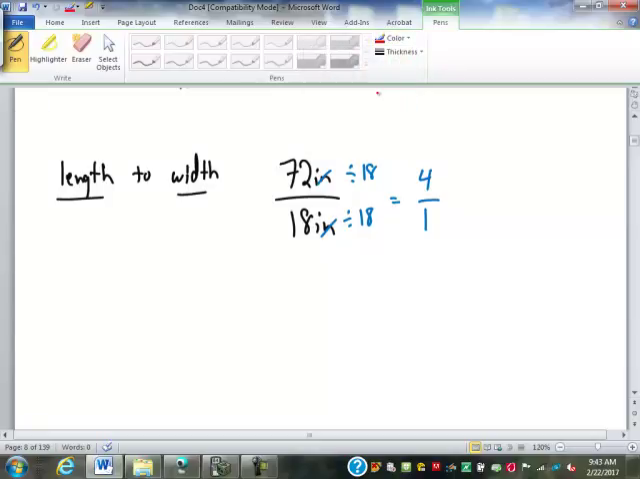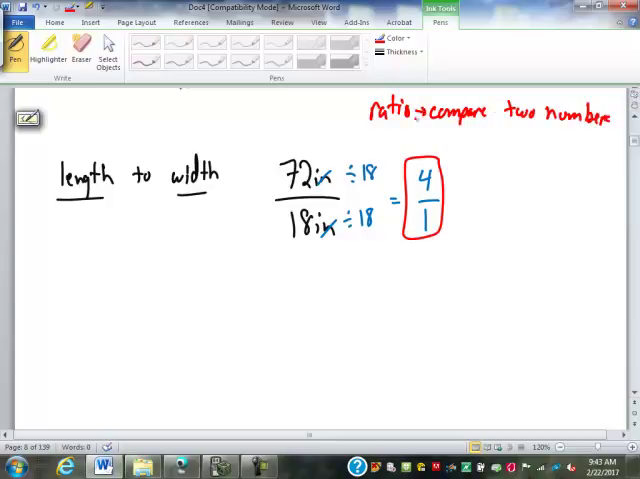Now here is one place where these ratios differ from fractions. If this were just a fraction, I would make that just 4. But as a ratio, we have to leave it as 4 over 1, because remember, a ratio has to compare 2 numbers. So I have to have both numbers there. I can't just reduce that to 4, because then there's not a second number there that's being compared to.